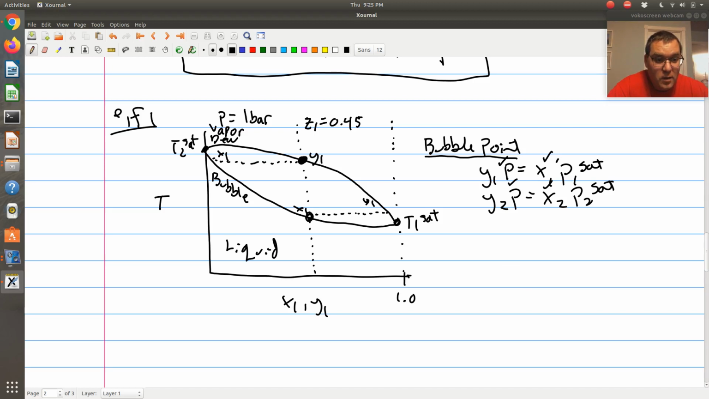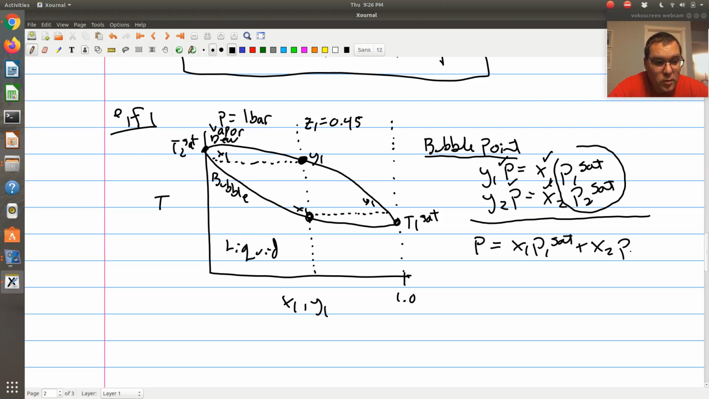Okay, so I want this. Look at the left-hand side. I don't know Y1. Just like when we did our bubble P calculation before, I'm going to add the two equations together to kill Y. Adding them together, I'll get P, because Y1 plus Y2 is just equal to 1, is X1 P1 sat plus X2 P2 sat. Here I know P, I know X1, I know X2, but I don't know temperature. So I'll need to solve for the temperature so that this equation is satisfied. I've reduced this to one equation with one unknown.